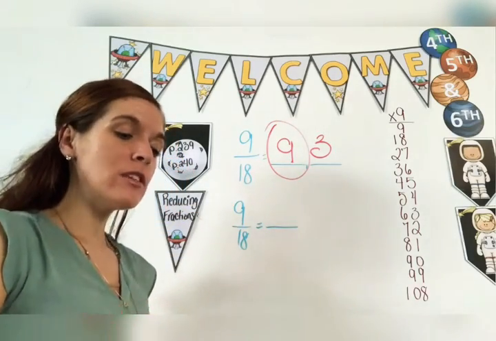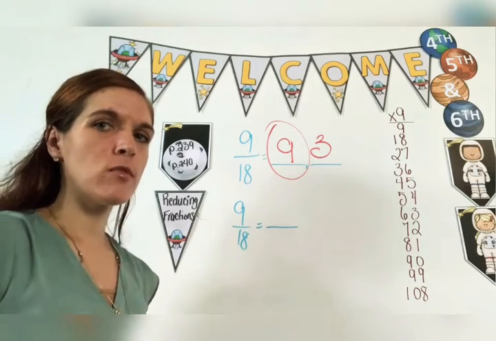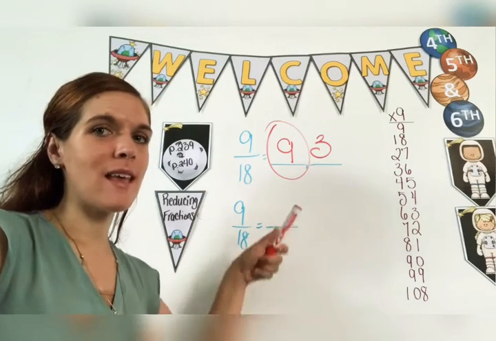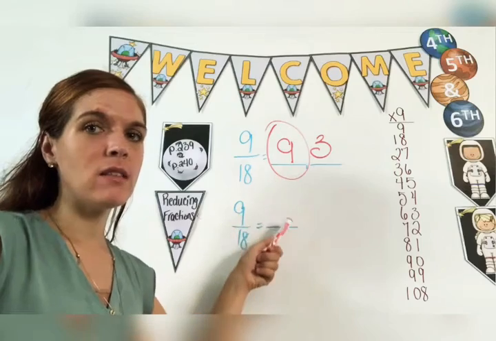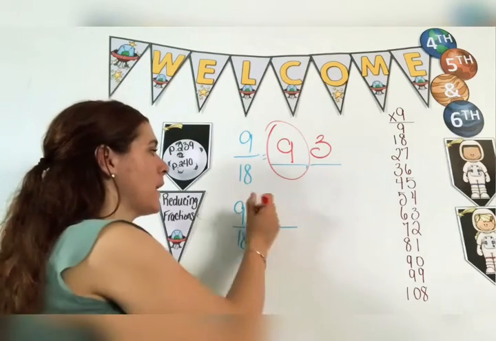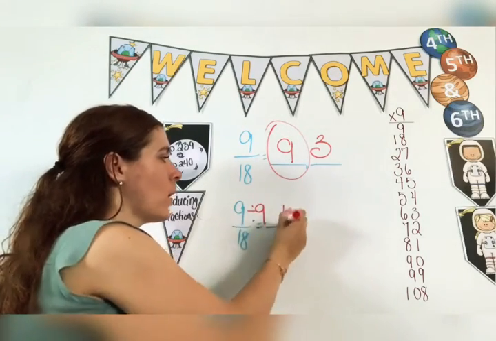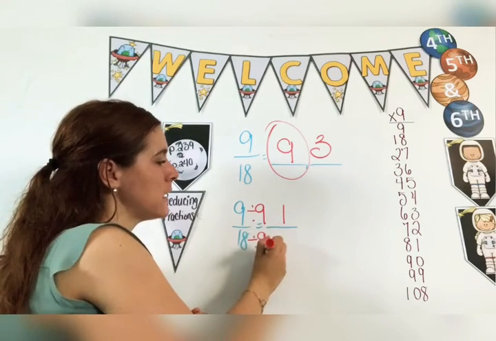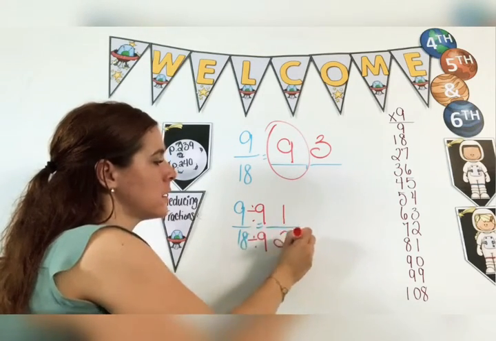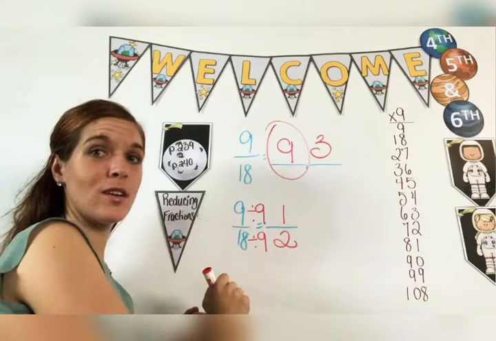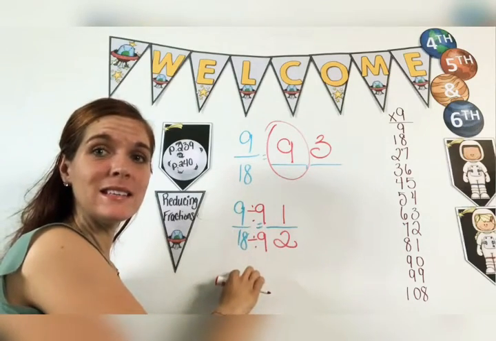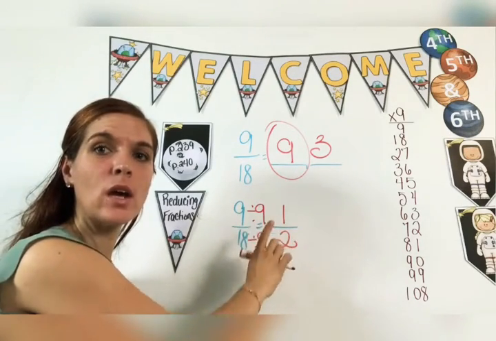Then look at number 4. It says, reduce to lowest terms. So remember what you're going to do. This time you're going to take that big number that you found and divide it down here. So 9 divided by 9 is 1, and 18 divided by 9 is 2. There's your answer. 9 over 18 is the exact same thing as saying 1 over 2.